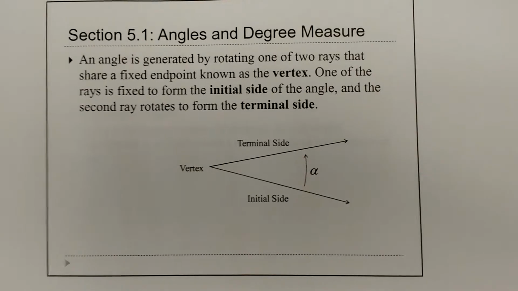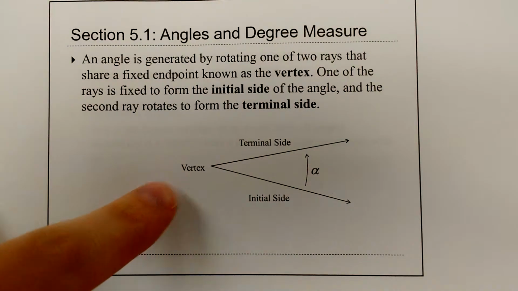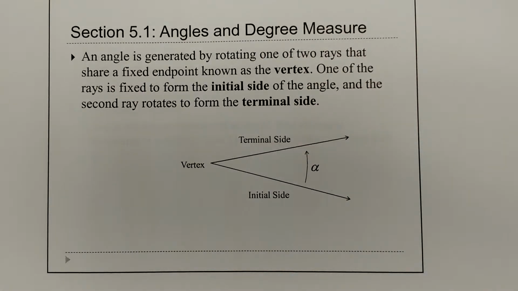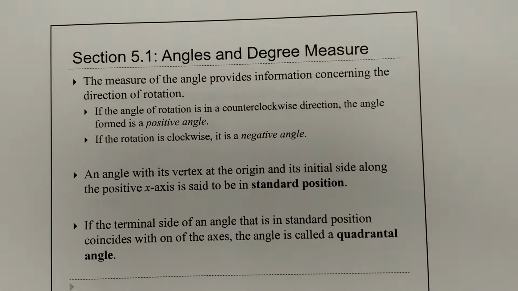Here we just got the definition of what an angle is. You rotate one of two rays that share a fixed endpoint, that's called the vertex, and then the side that is stationary is the initial side, and the part that rotates is the terminal side, so that gives us your angle alpha. So the measure of the angle tells you how the angle was rotated. Angle of rotation in the counterclockwise is positive, clockwise rotation is a negative angle.